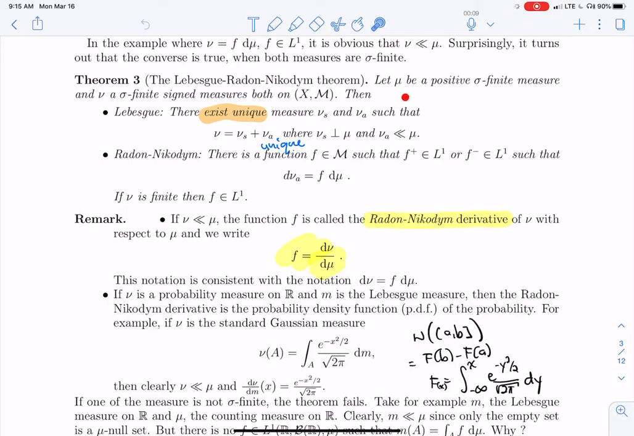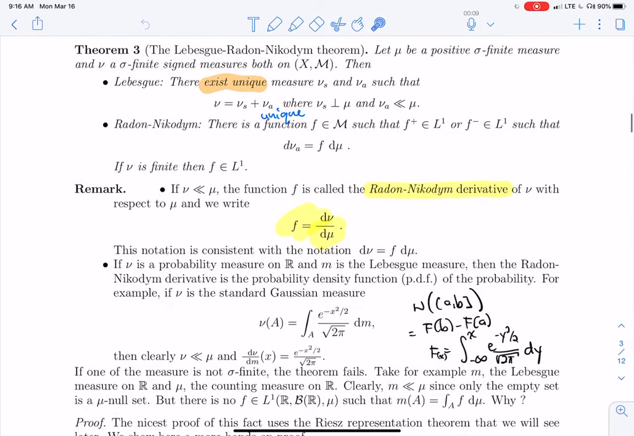So you have mu, a positive sigma finite measure, that's the reference measure if you wish, and nu, a signed measure, possibly always sigma finite. Then the theorem says that you can decompose your signed measure into two parts. One is mutually singular with respect to mu, and the other one is absolutely continuous with respect to mu. Okay? So it's a good time to review these notions of mutually singular and absolutely continuous, and pause the video if you wish.